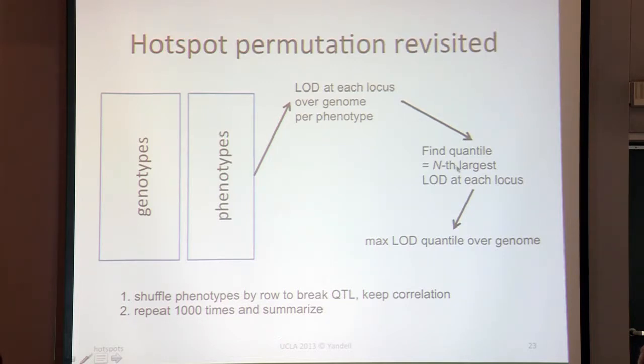And then instead of finding one threshold, we actually look at a bunch of different thresholds. Instead of looking at the thresholds, we look at the n largest LOD scores that are found there. And then we find these quantiles. So we're looking at the distribution of the tail of the LOD scores across these correlated traits at each position. And then we maximize that over the whole genome.